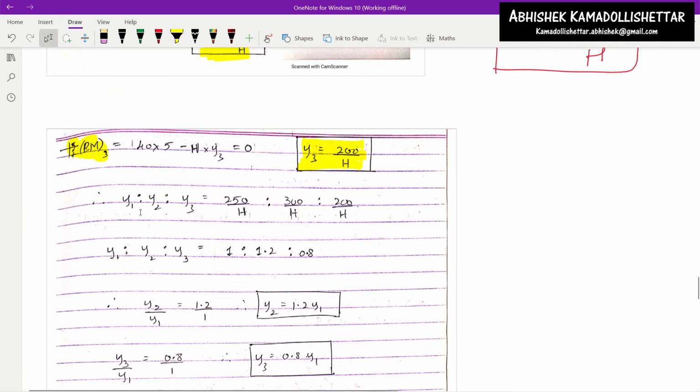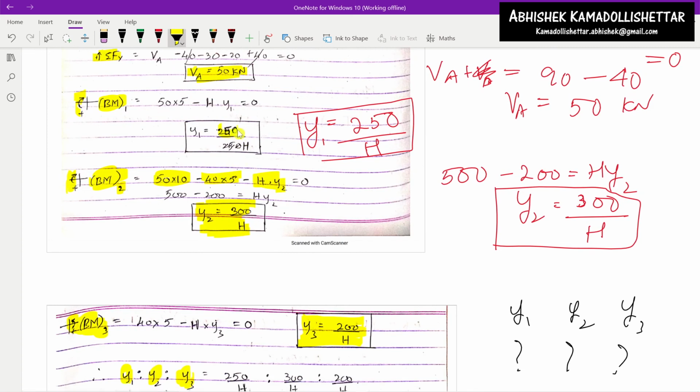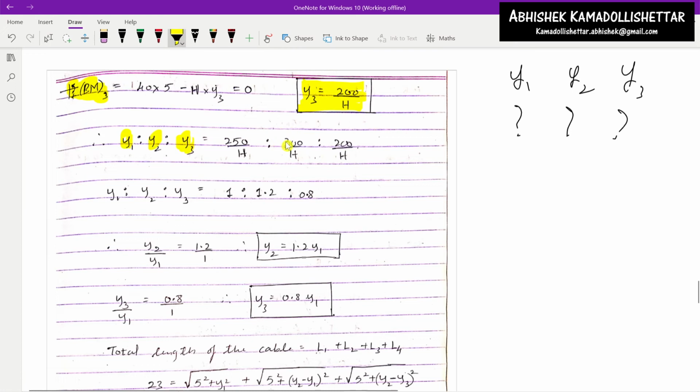Now we are doing it by one more method to find the offsets y1, y2 and y3. First we will write y1 is to y2 is to y3 is equal to the respective deflections. You have to write the respective deflection values: y1 is 250 by h, y2 is 300 by h, y3 is 200 by h.